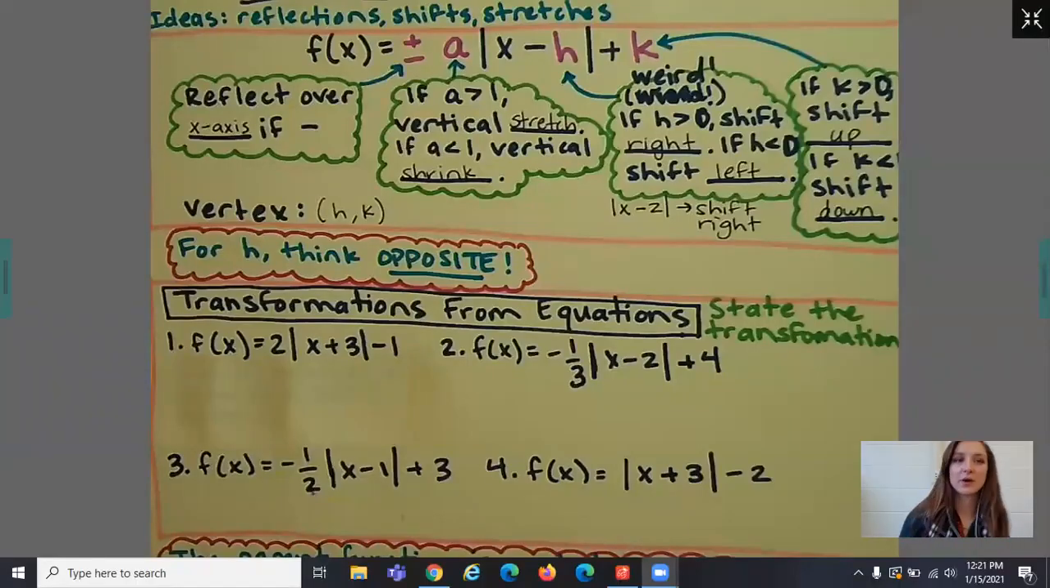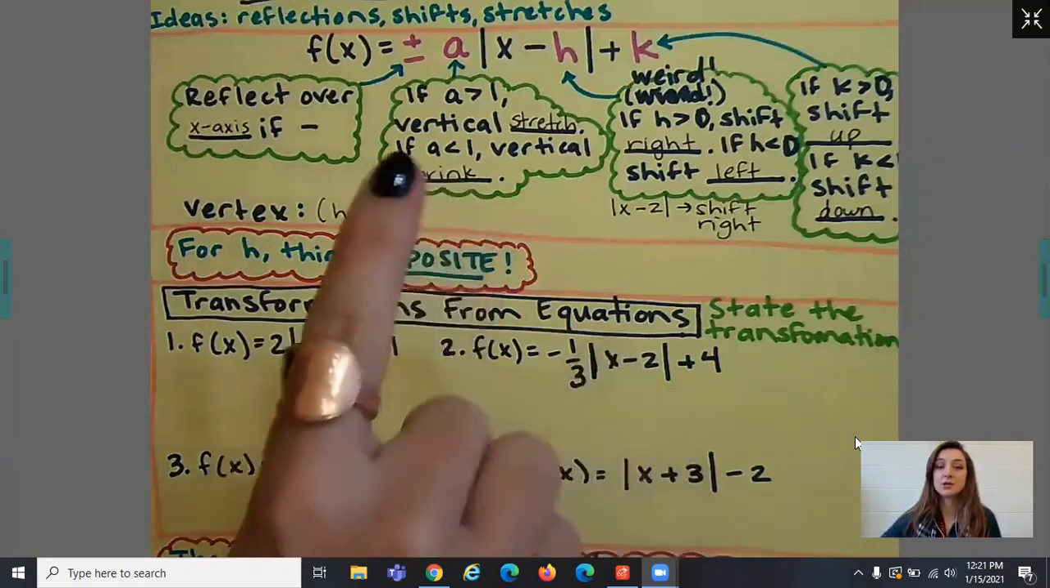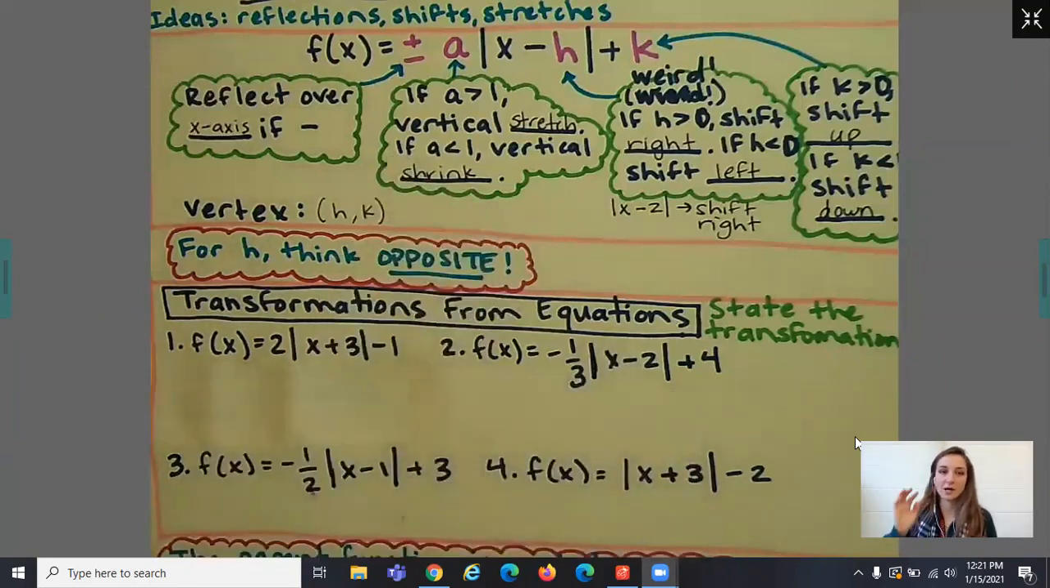Hello everyone, in this video you're going to be learning about transformations of absolute value functions. So let me share my screen and we will begin with our notes. In the previous video we were working with reflections, shifts, and stretches as it pertains to the form. So now we're going to be looking at the transformations using this that we went over at the top.